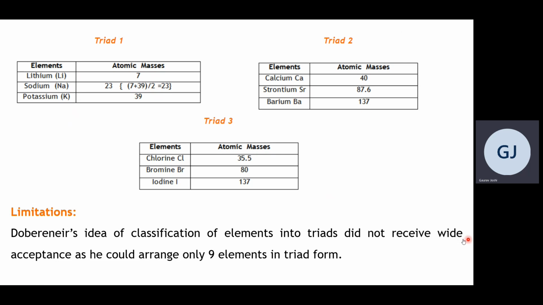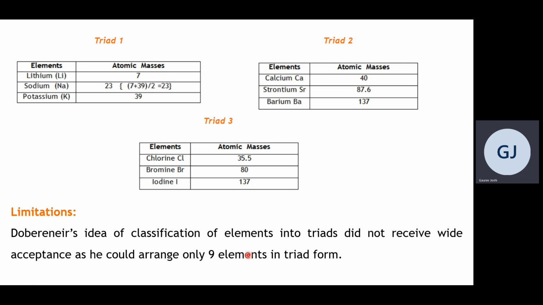But this system had some limitations. What was the important limitation? Döbereiner's idea of classifying elements into triads did not receive wide acceptance, as he could arrange only 9 elements in triad form. During his time, that is 1829, how many elements were known? There were 33 elements, right? Among those 33 elements, he was only able to arrange 9, so this was not widely accepted.